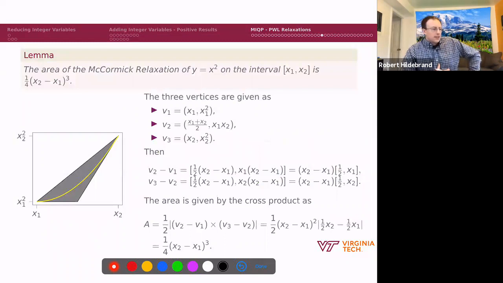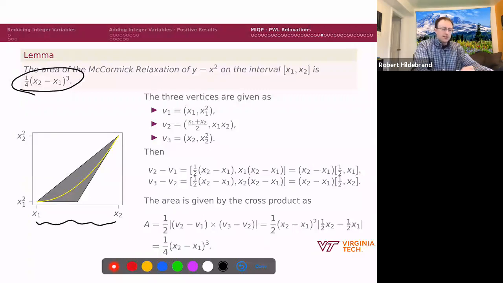Okay, so you can go through and do some calculus here and compute, what is the actual area that we're getting when we cover this function here. And I won't go through the math, but the area looks something like a cubic term of the difference between pieces of your piecewise linear approximation there, or of your McCormick relaxation of that piece.